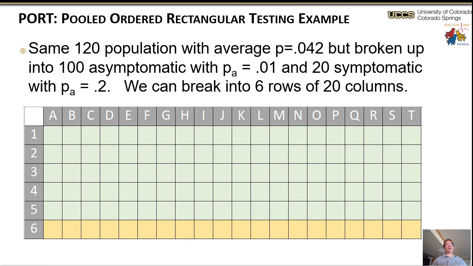But the technique we developed, called PORT, pooled order rectangular testing, takes this and we build a two-dimensional grid like in double pool testing. But the first thing we do is put all the low probability people first. We sort them in either rows or columns. In this case, we have the same 120 population we had before, but now it's broken down into two subgroups: 100 asymptomatic people that have 0.01 as their positivity rate, and 20 symptomatic people with 0.2.